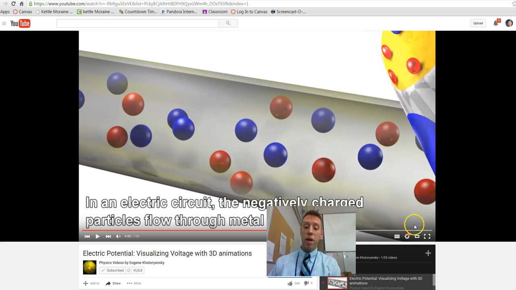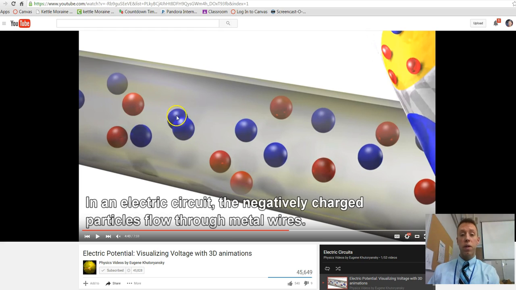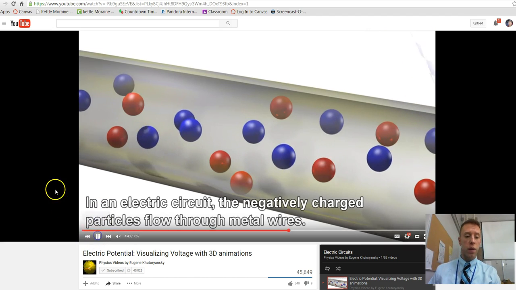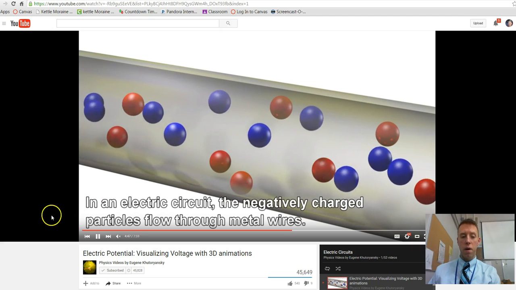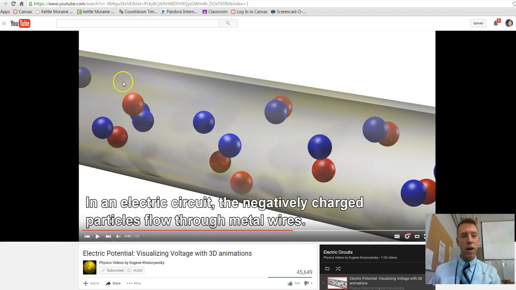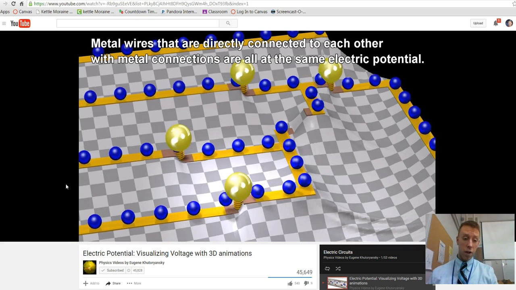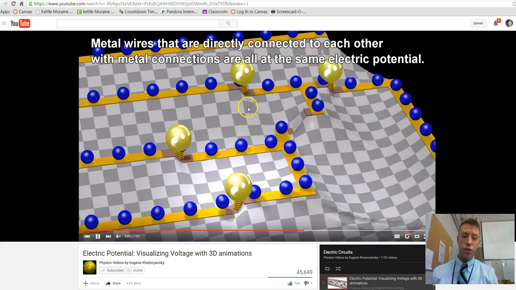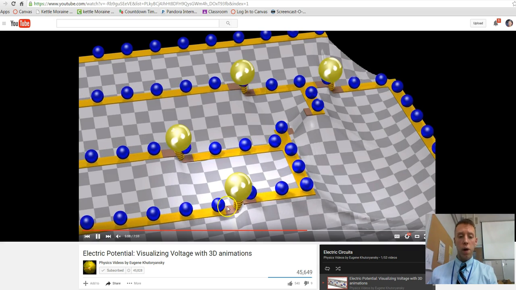Let's check out an animation now of what current looks like. The blue are going to represent the electrons. This would be a wire. The red would represent the positive charges. So if we push play here, the electrons are flowing through that wire. And then again, in the amount of time, we could count how many electrons made it through. And here's what current looks like within a circuit. These would be light bulbs, and then there's switches. But we can see the electrons flowing through the wires.